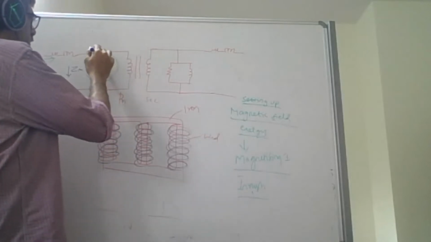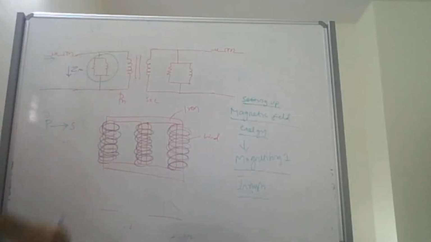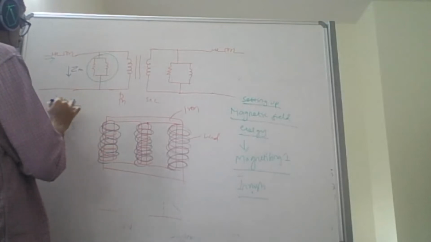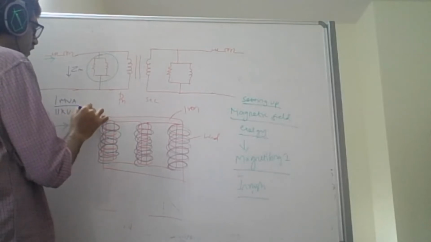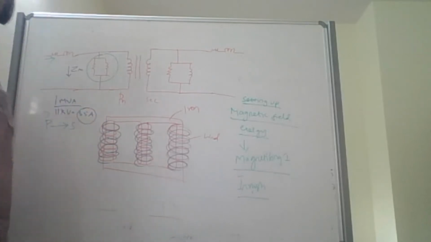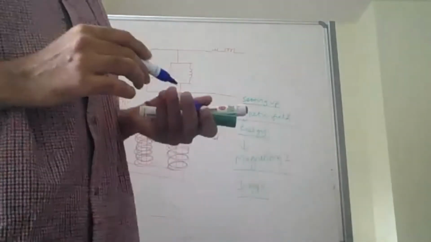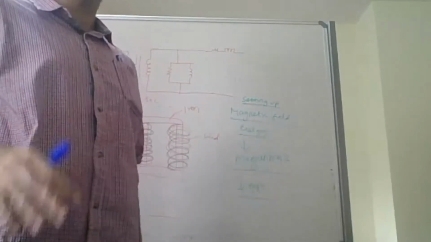So initially, you can see in your transformer, let's say a 1 MVA transformer, let's say 11 kV. The full load current of an 11 kV transformer will be 55 amps, right? 55 amps. So normally, what is your magnetizing current? Pinaki? Almost it will be 30 times or something like that for a transformer.